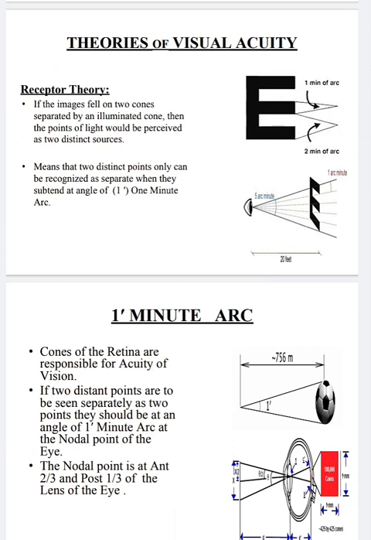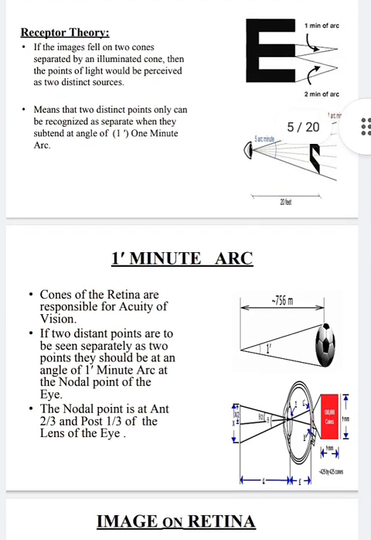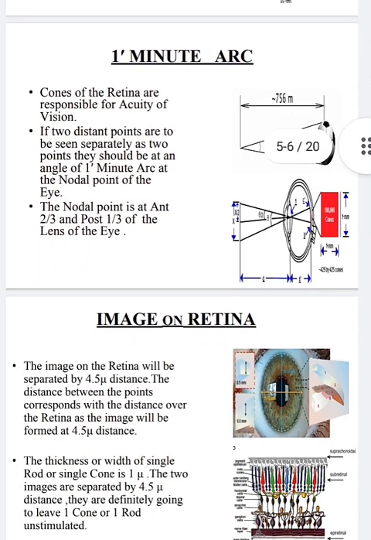If two distinct points are to be seen as separate points, they should be at an angle of 1 minute arc at the nodal point of the eye. The nodal point of the eye is at the junction of the anterior 2/3 and posterior 1/3 of the lens. Image on retina: the image on the retina will be separated by a 4.5 micron distance.